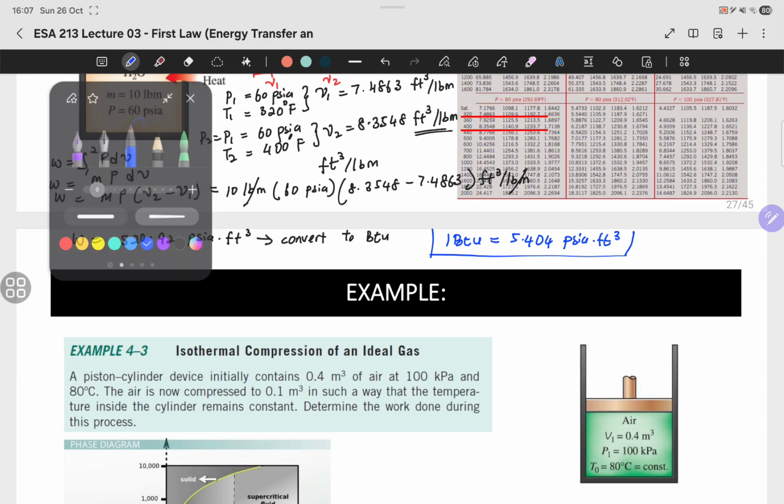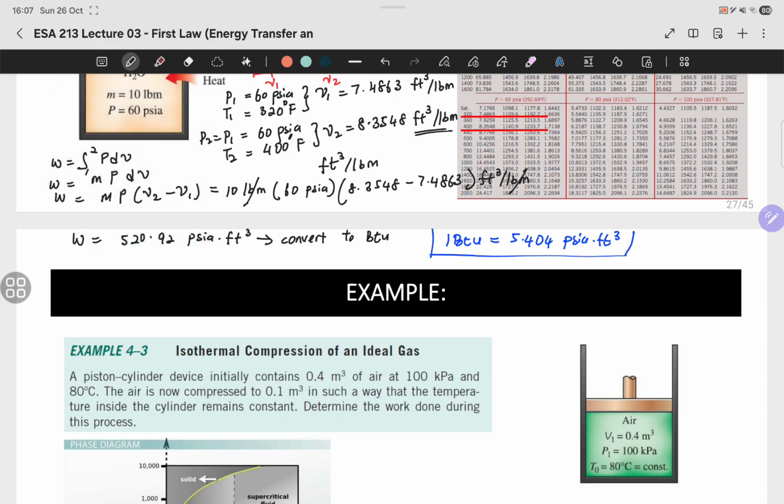So how do you calculate that? Easy. You just multiply by 1 BTU over 5.404 psia dot feet cubed. You can cancel out psia dot feet cubed, and finally you have your answer, which is 96.4 BTU.